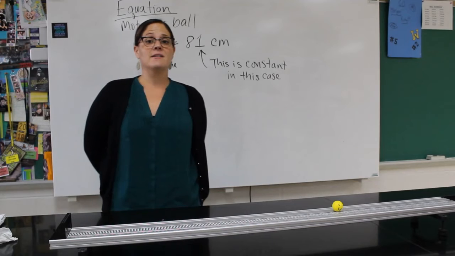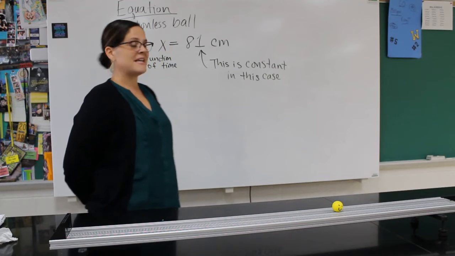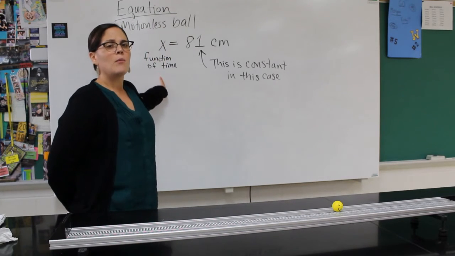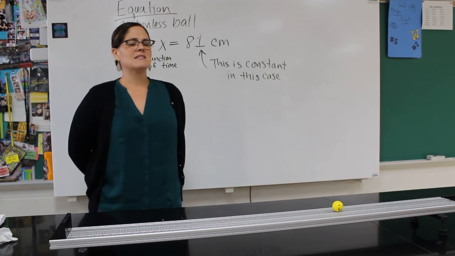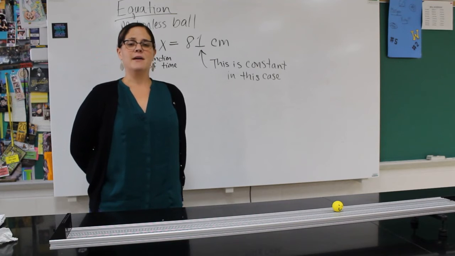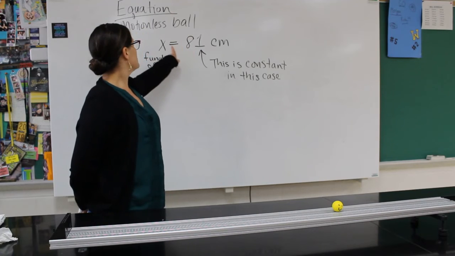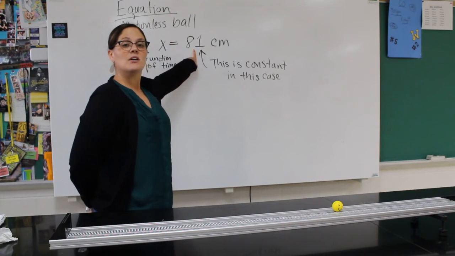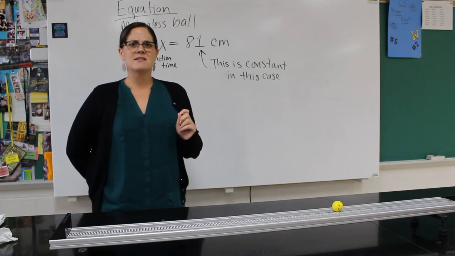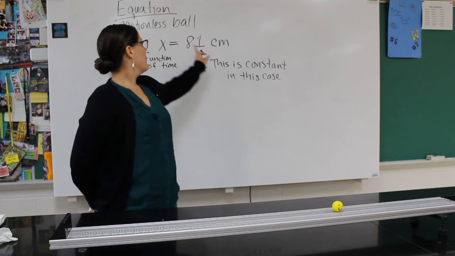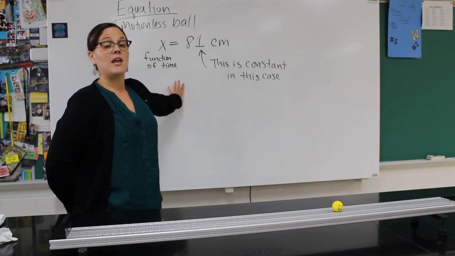Now let's quickly look at the equation for a motionless ball. What do we know? We know the position, which is x, and it's a function of time, but we're not going to write it as how you're used to with a function of time. We're going to leave it like this because I don't want you to get confused and think you're multiplying by time. And we know that Janice is at 81 centimeters. So her position equals 81 centimeters. And in this case, this is constant. It's not changing, and no matter how much time changed, this remains constant. So this is what your equation would look like for a motionless ball.